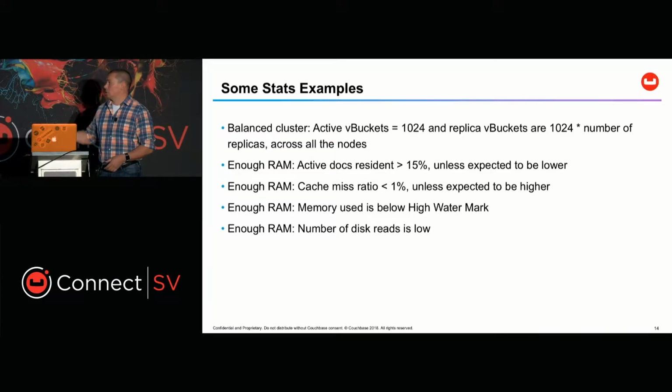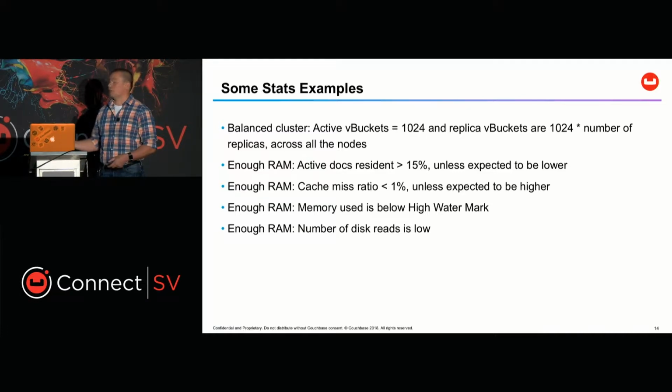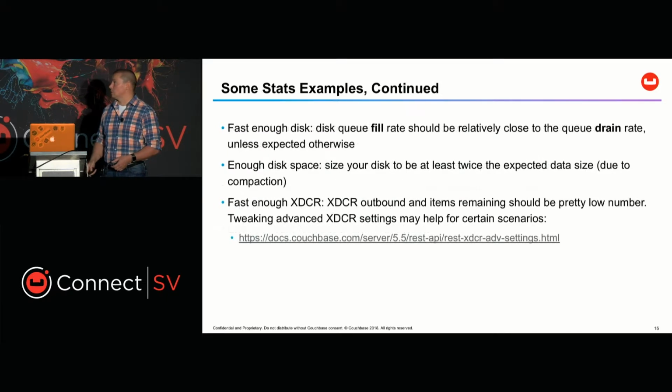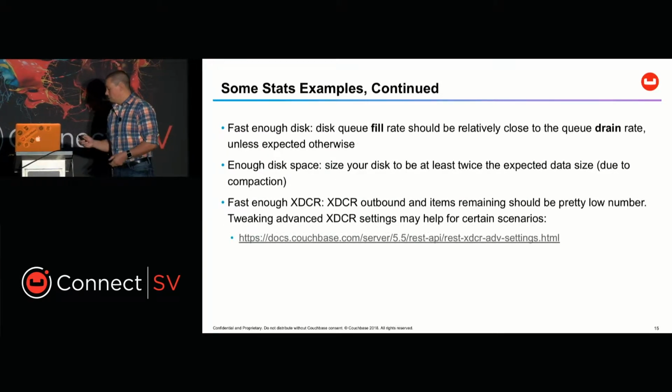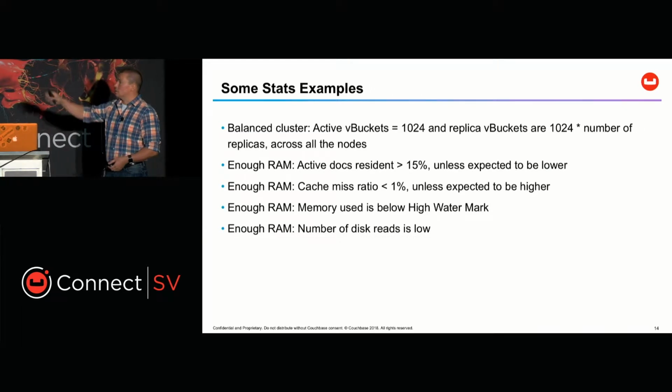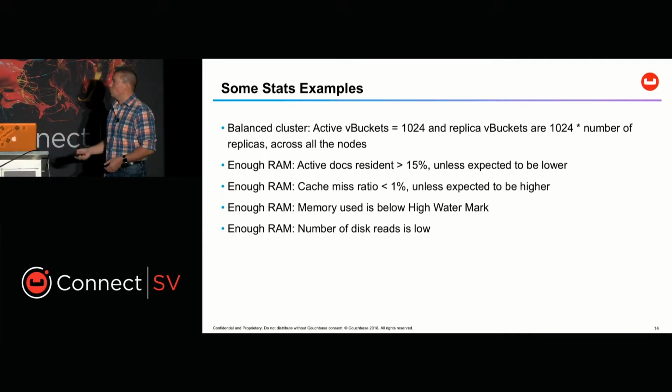and number of disk reads corresponds to cache miss ratio. So it's like when you have a cache miss, you're going to have a disk read. So you want to keep them both low in order to get the best performance out of your cluster. Okay, so here we took a look at a balanced cluster, with enough RAM, quite a few of them.